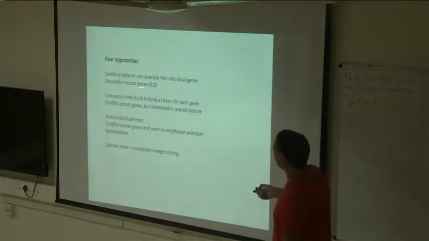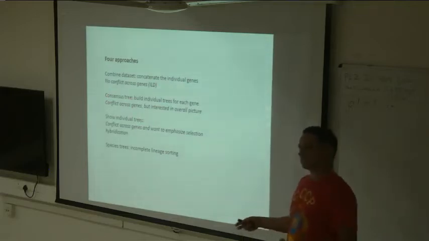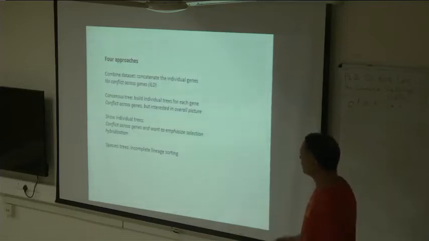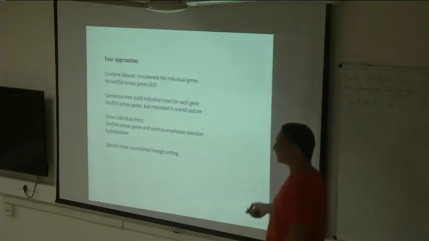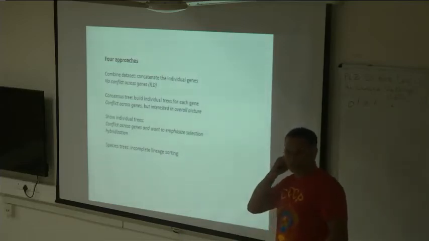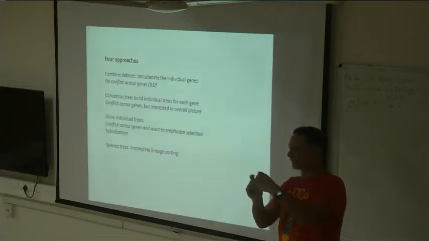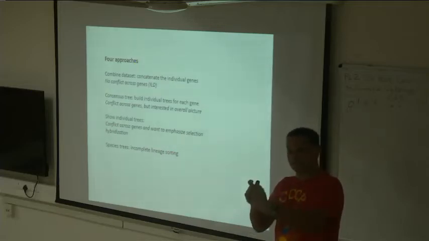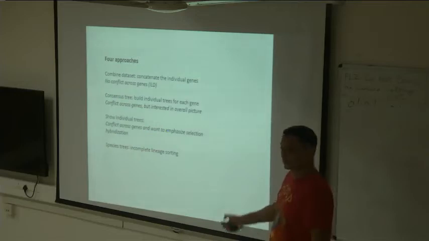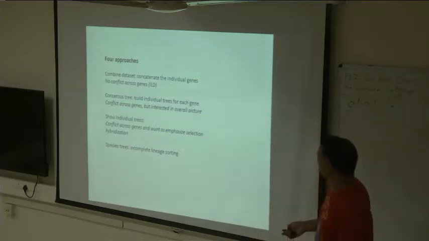Yeah, this is the same thing. Four approaches: combined data set. If there is no conflict between the gene trees, you can also build consensus trees. I'll come to that in a minute. Show individual trees if they are very different. Show them. You don't have to show just one tree, or use species tree approach. If the branch lengths between speciation events are very short, then probably that would be your best approach.